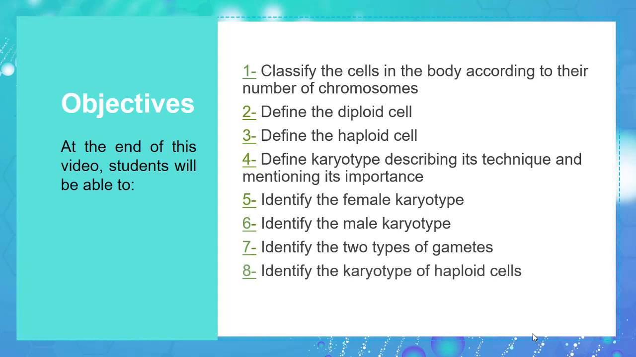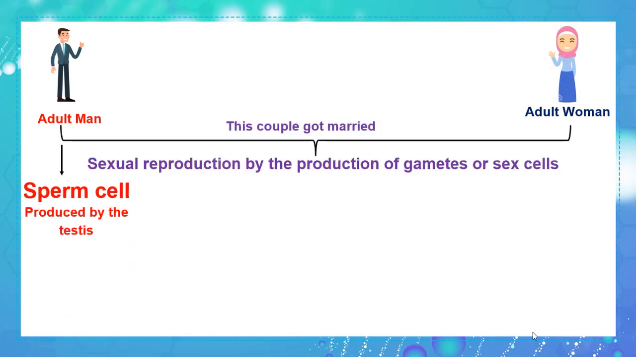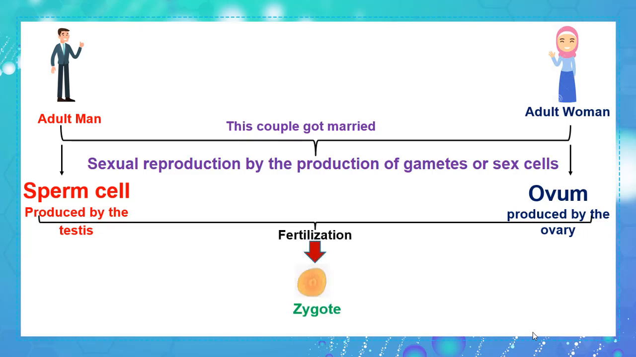To move on, I shall start with the following scheme. You all know that for sexual reproduction in human to occur, both the adult male and female must produce gametes. The male gamete, the sperm, is produced from the male gonad, the testis, while the female gamete, the ovum, is produced from the female gonad, the ovary. Those gametes will undergo fertilization to produce the zygote.